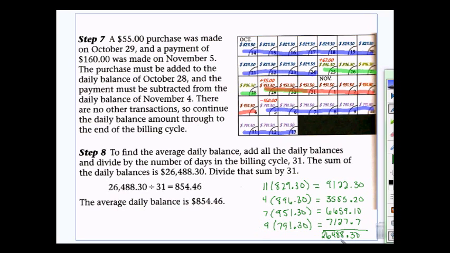Okay, there's my crazy amount, and that's the number that gets divided by the number of days in the billing cycle. So here, this is the amount that the finance charges are based on. So I'm going to take that average daily balance times the monthly periodic rate, and that will give me my finance charges.